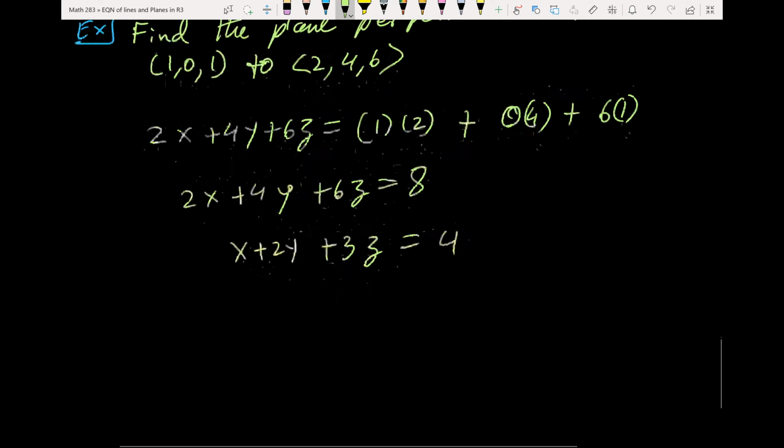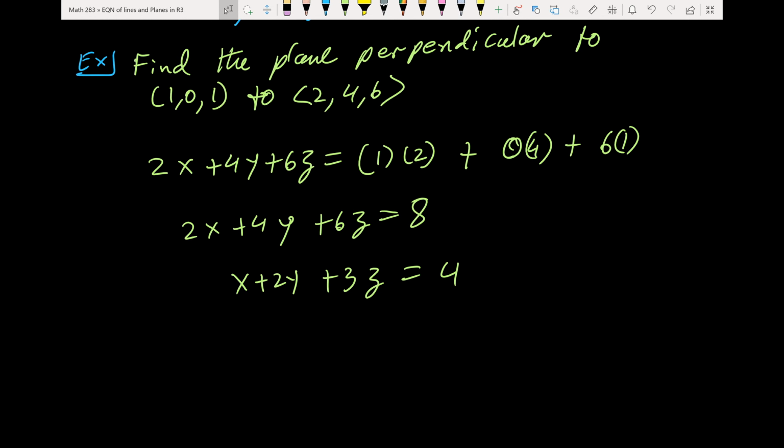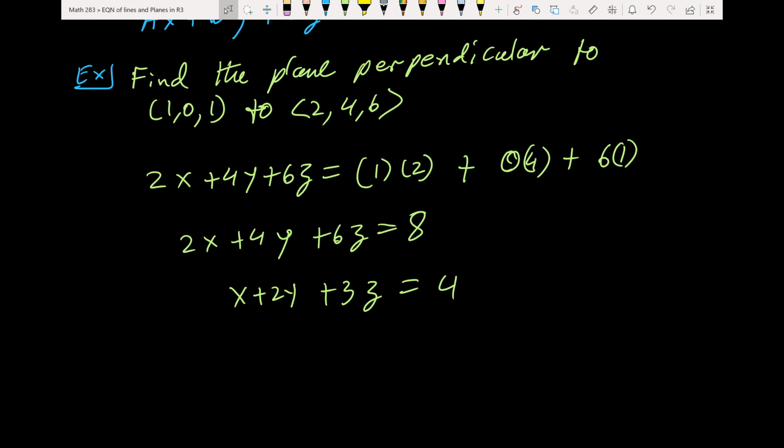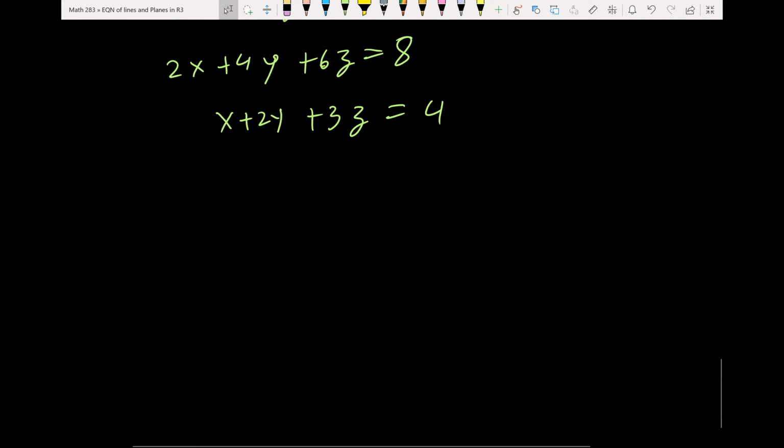So how do we determine the base point? I'm giving it to you. Find the plane perpendicular to, from this point to that point. I'm giving those directions to you. So here's another way of, like, this is kind of easy. Let me give you a better one.